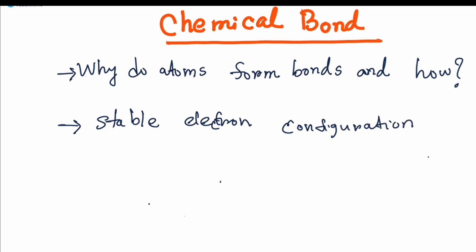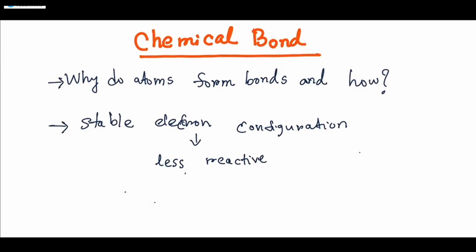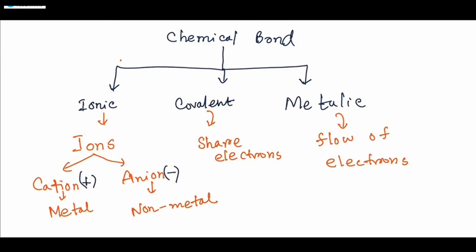One thing you have to remember, stable electron configuration means they are less reactive. And when they achieve stable electron configuration, the last shell of that particular atom is more stable than its previous state. Okay, let's deep dive into it. Chemical bonds are actually three types. One is ionic bonds, second covalent, and third one is the metallic.